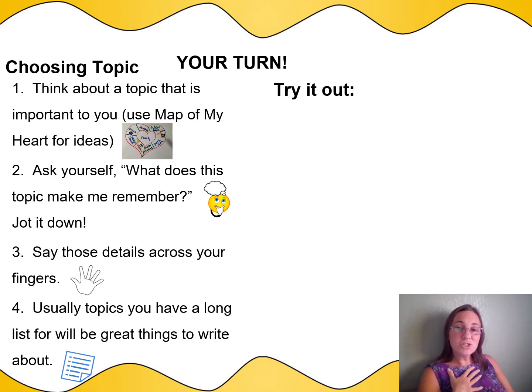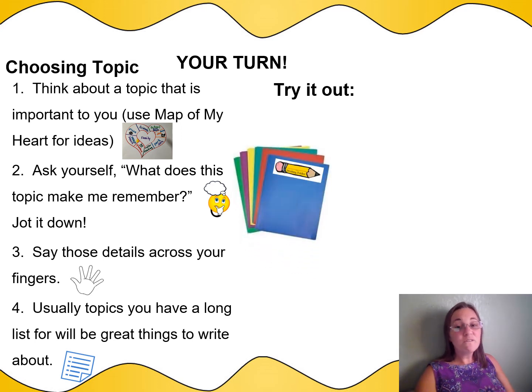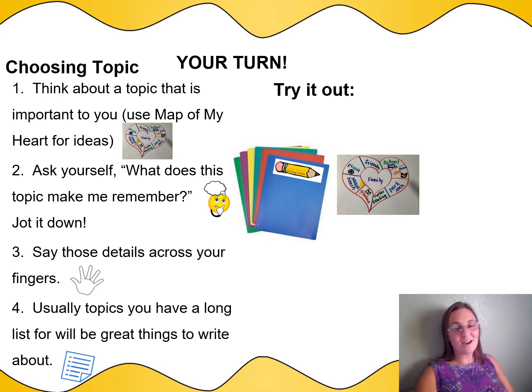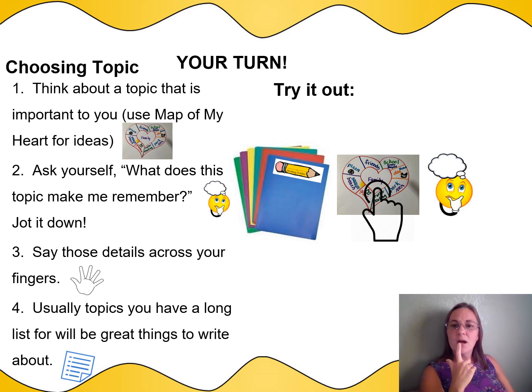Now that you've seen how I choose a topic, I want you to have a chance to practice before you move into your independent task. Here's how you're going to just try it out a little bit before starting your independent work for today. I want you to follow these steps. First, I want you to get out your folder and take out your heart map. That's going to help you think about the topics that are important to you. You're going to pick one of those topics and think, what does this topic make me remember? On a piece of paper, I want you to jot down the topic and the story idea, just like I did. Then I want you to think about the details of that story and say them across your fingers.